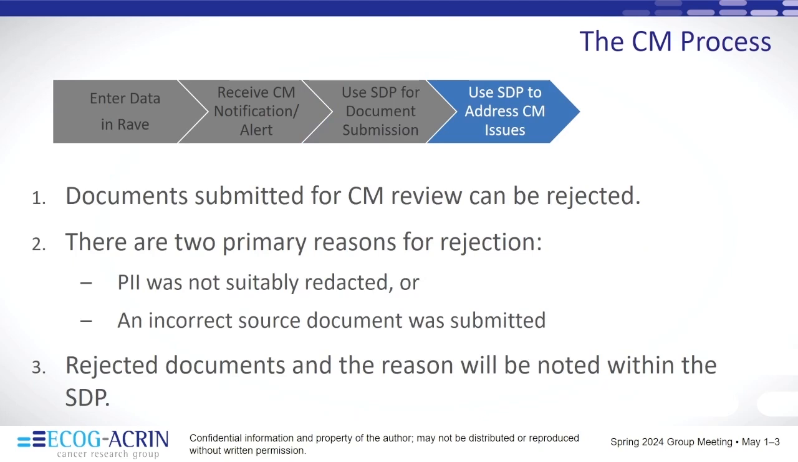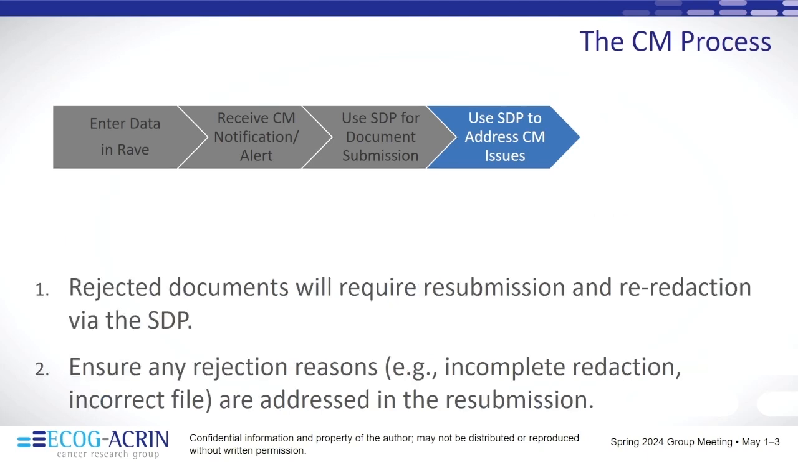Documents submitted for CM review can be rejected. There is a triage period. After you have a CM alert, you have 2 weeks to upload documents. Then the triage process has 2 weeks to review them. In that time, we typically reject documents for 2 reasons: there's PHI that's not redacted, or you uploaded the incorrect document for what the form was asking for. Once rejected, it is returned to you and shows up as still outstanding. At that point, you have to address the query within the system and upload either a re-redacted document or the correct document for that submission.